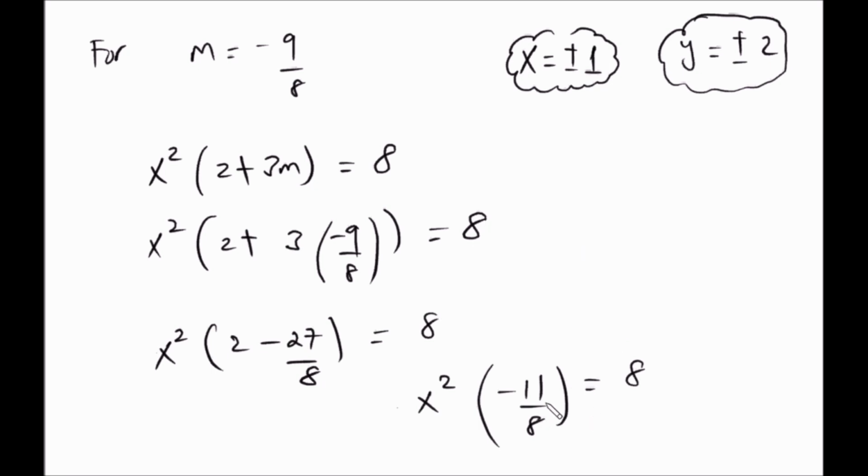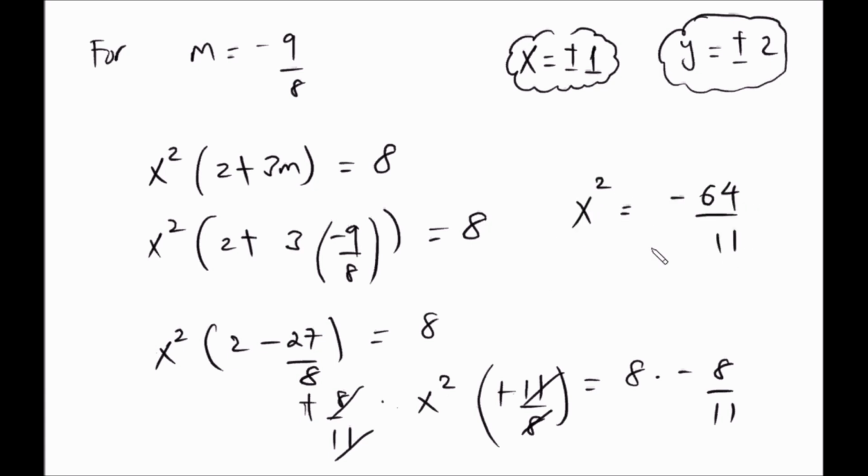Kwa hiyo nitaitimes huku na hii -8 over 11, na huku pia nitatimes na -8 over 11. Negative na negative positive. Kwa upande huu nitabaki na x squared, alafu upande huu nitabaki na -64 over 11. Kwa hiyo x sasa itakuwa ni the square root of -64 over 11.